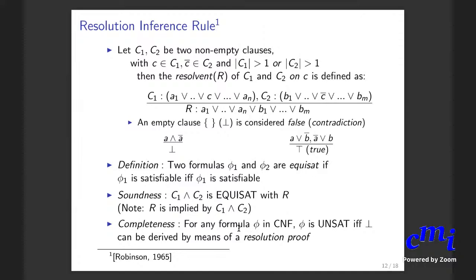In the following sense: for any formula phi in CNF, expressed as a set of clauses, phi is unsat if and only if you can derive contradiction, denoted as bottom, by means of a resolution proof. And the resolution proof is nothing but a sequence of instantiations of this rule.